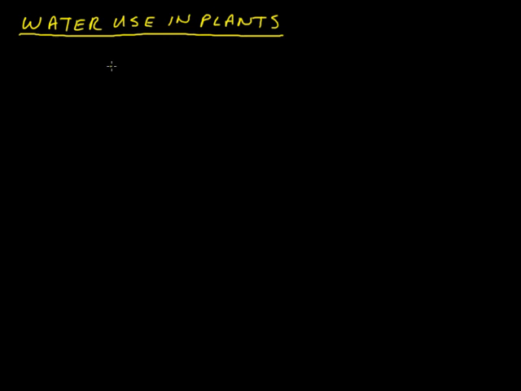Plants use a surprising amount of water. As outlined in your notes, a mature corn plant can use as much as 4 gallons of water in just 1 week. That's just one corn plant. So why do plants need so much water?